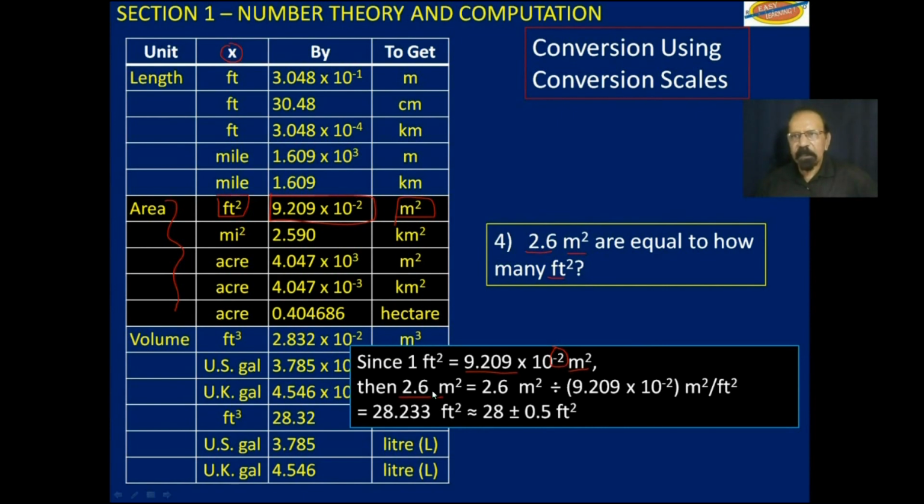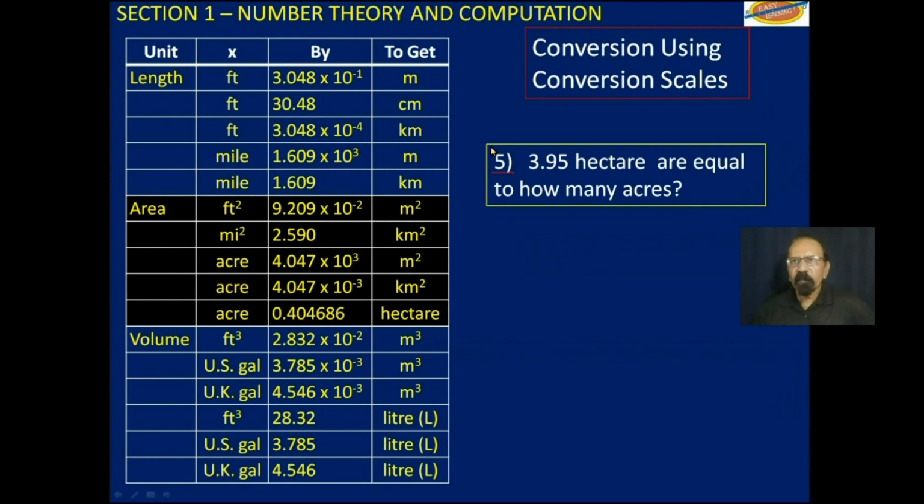Then 2.6 square meter will be 2.6 divided by this conversion factor, and we get 28.233 square feet. We have 2 significant figures here. We have 4 significant figures here. Our answer cannot have more significant figures than the factor with the least significant figures. So our answer can only have 2 significant figures. We have to round off at the ones position. That is 28, and we take half of that position, which is 0.5, more or less.